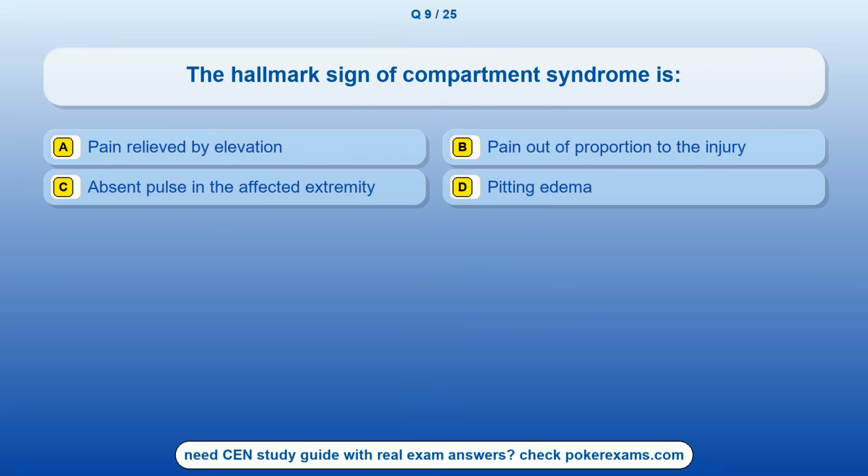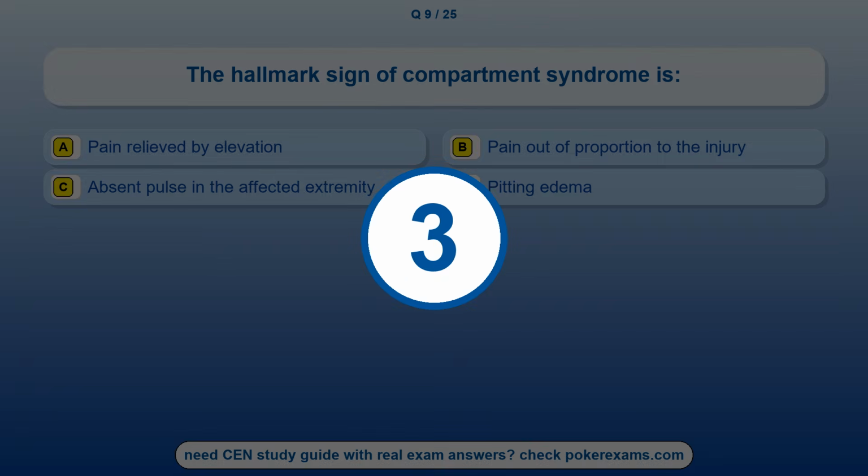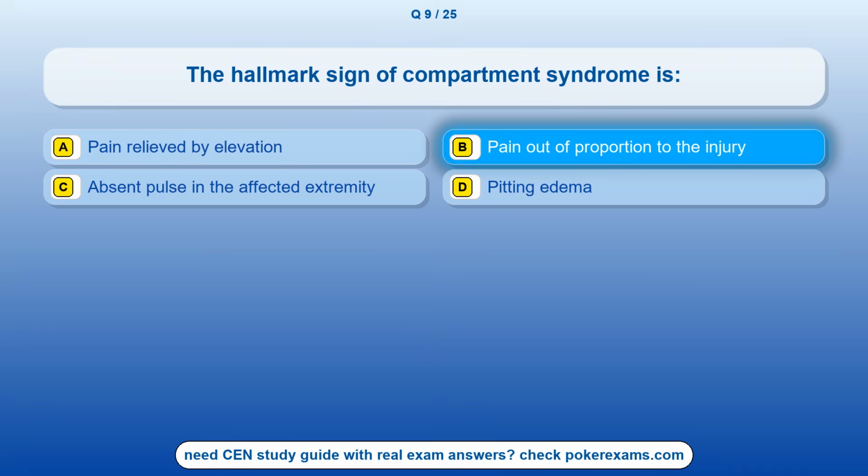Question 9. The hallmark sign of compartment syndrome is: Option A, pain relieved by elevation. Option B, pain out of proportion to the injury. Option C, absent pulse in the affected extremity. Option D, pitting edema. The correct answer is option B, pain out of proportion to the injury.